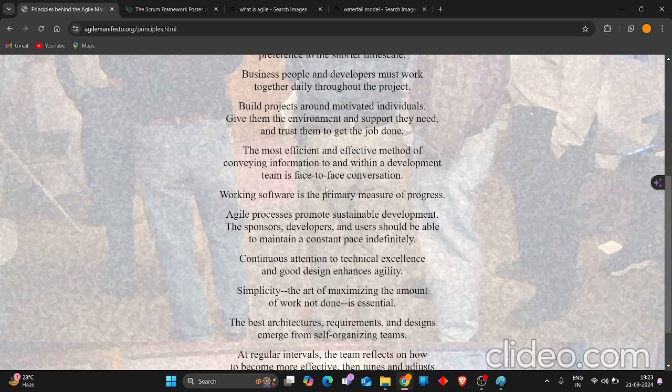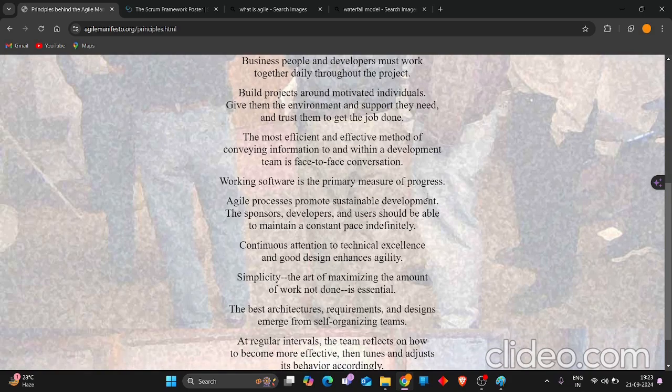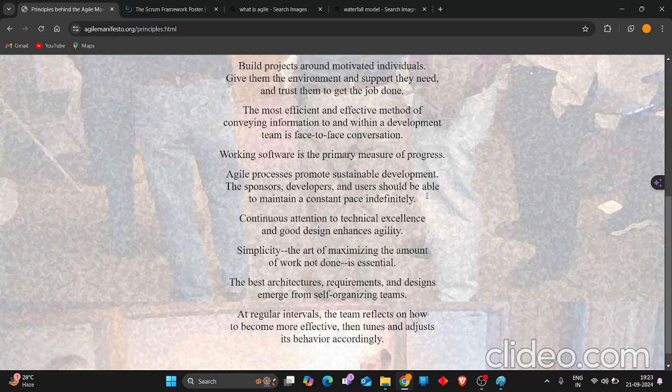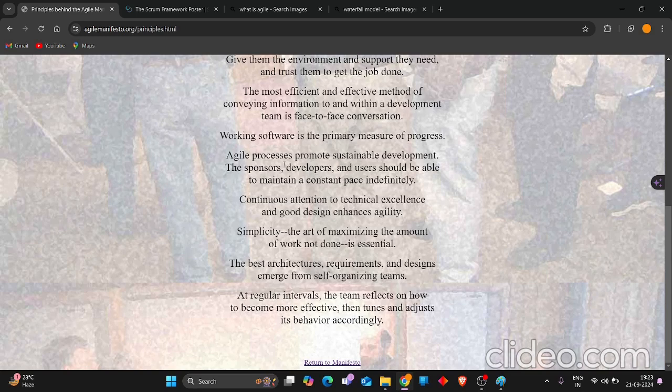Working software is a primary measure of progress. It's simple. Agile process promotes sustainable development. The sponsors, developers, and the user should be able to maintain a constant pace independently. Like the client, the developing team, the tester, everyone should be at a constant pace.